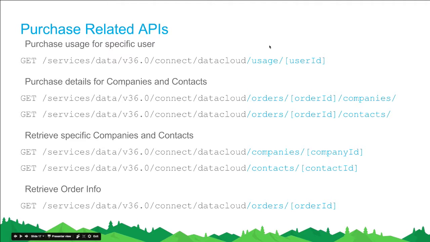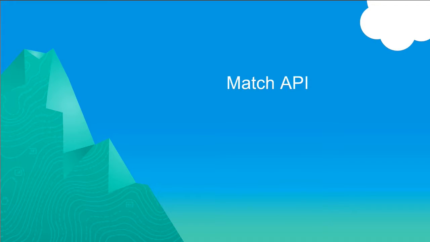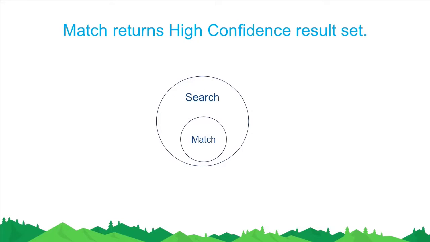We also have a bunch of other URLs that you could use. Such as if you're looking to know what is the usage for a particular user, like how many contacts or companies they have purchased using the API, you can use this URL and specify your user ID. So a bunch of URLs here. We talked about the Match API and the differences between the search and Match API. Match is more narrowed down. Search is going to give you a broader set of results.